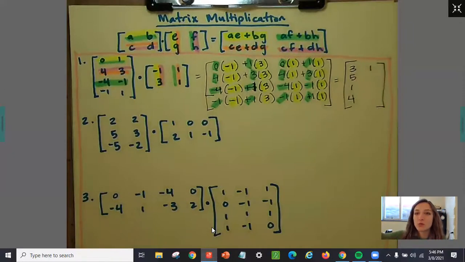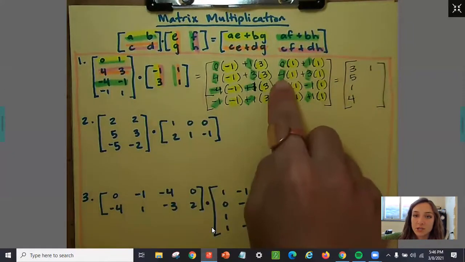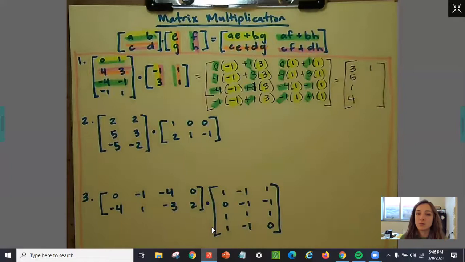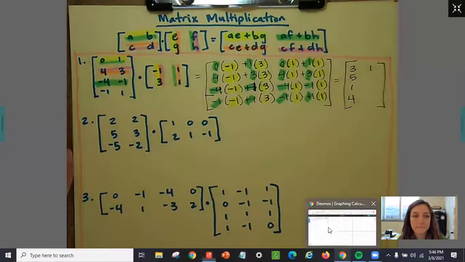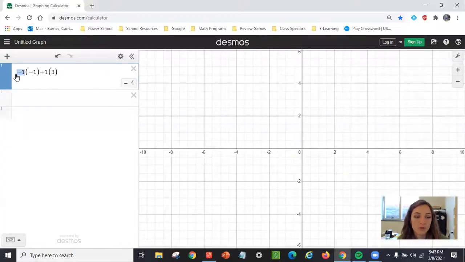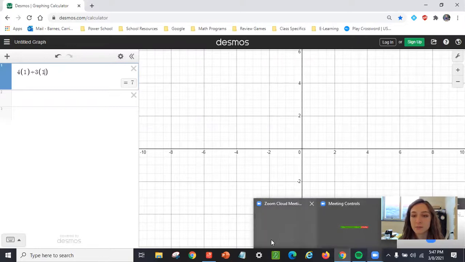Okay, and now I'm going to work with this side. So we're going to change that to 4 and 3, and then 1 and 1. Okay, so that's going to give us 7.